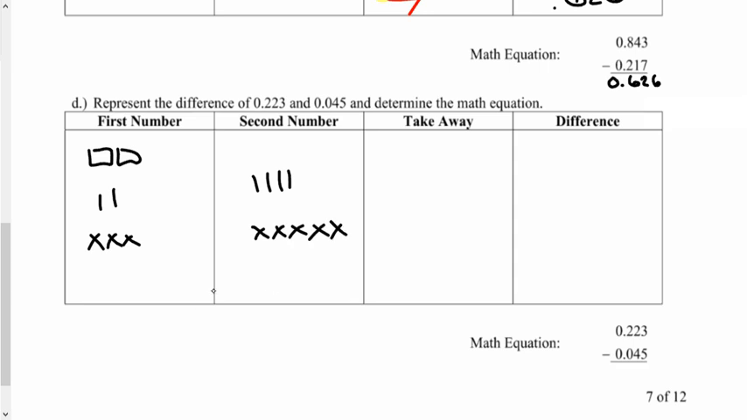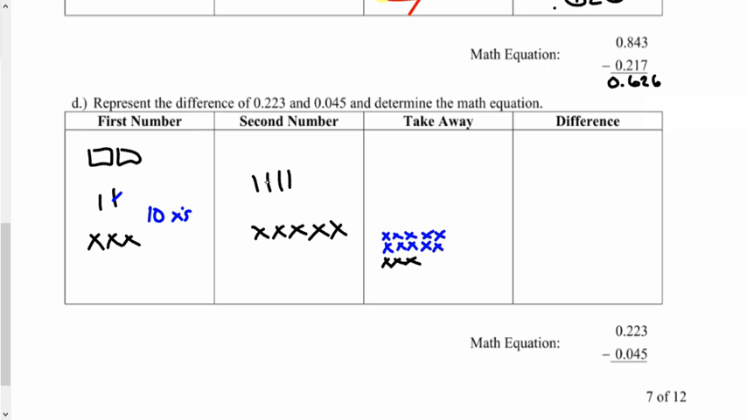All right, now I can see that when I go to try to take away from this, I don't have enough. So that means I've got to turn one of these rods into 10 of these x's. Right? And so if I do that, then I can say I've got 1, 2, 3, 4, 5, all the way to 10, and then I still have my original 3 x's here. Okay, so that'll be good.